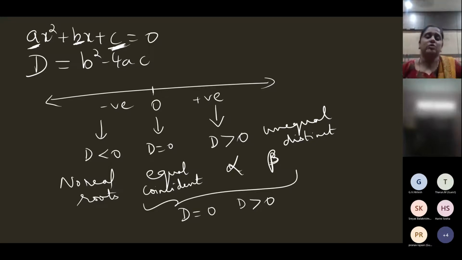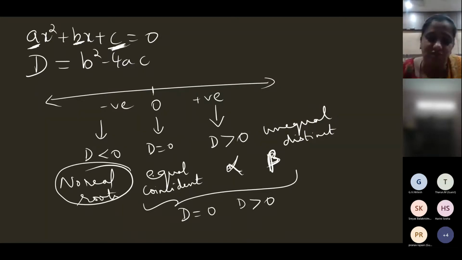So when does the quadratic equation have equal roots? When the value of D is equal to zero, the quadratic equation has equal roots or coincident roots. When the value of D is greater than zero, that means positive, anything greater than zero, the quadratic equation has unequal roots. Two different roots it will have, or distinct roots. There'll be one value for alpha and another value for beta. When the value of D is less than zero, if it's negative, the quadratic equation has no real roots. The roots are imaginary.